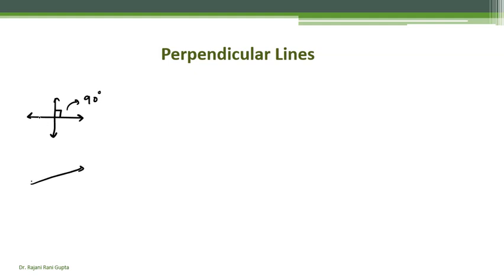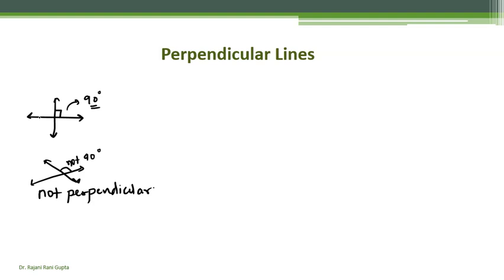So if the lines are intersecting like this, and this angle is not 90 degrees, it means they are not perpendicular. The idea is that the angle they make when they intersect each other should be 90 degrees. So this is by visualization.